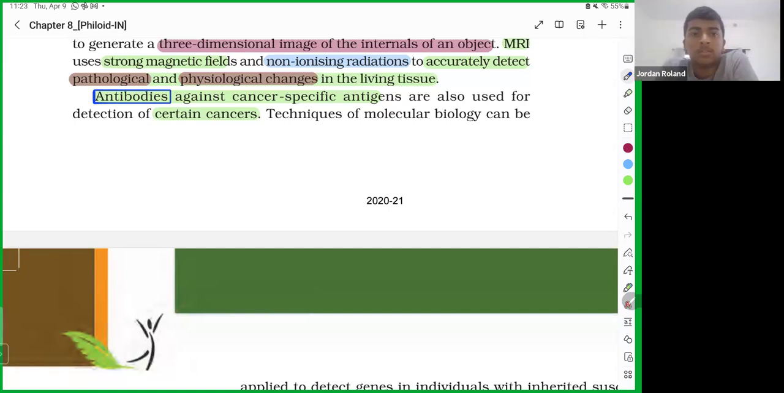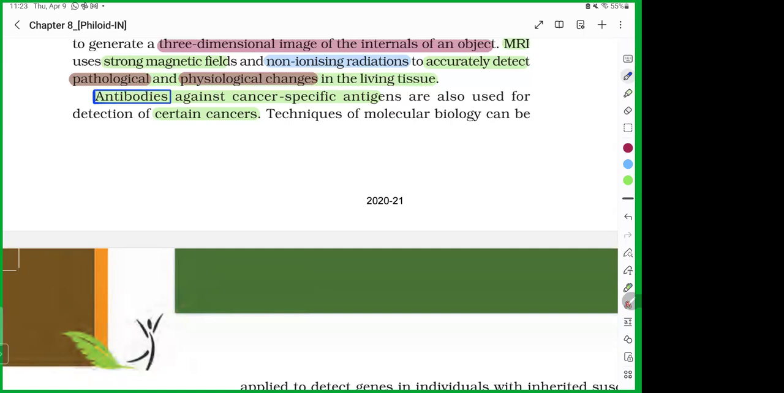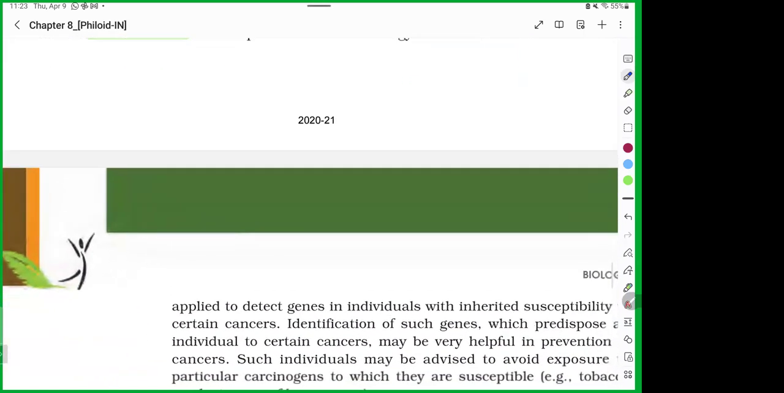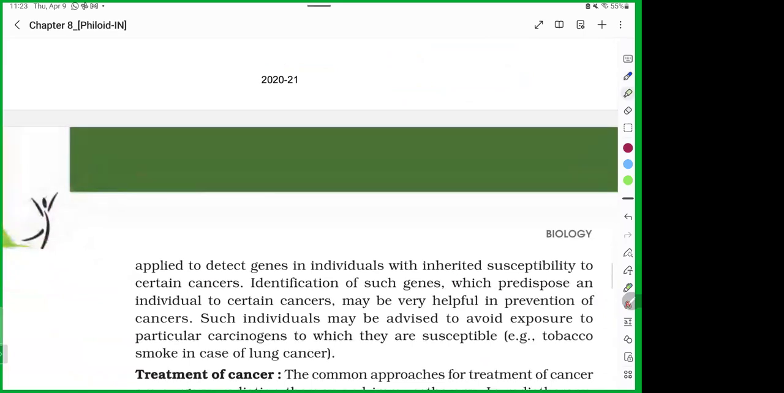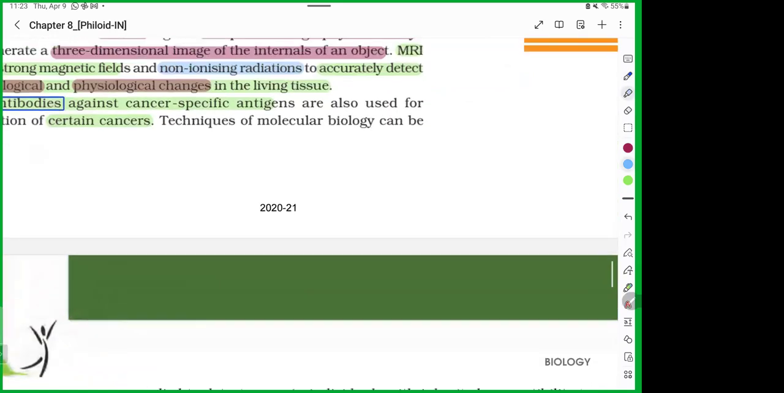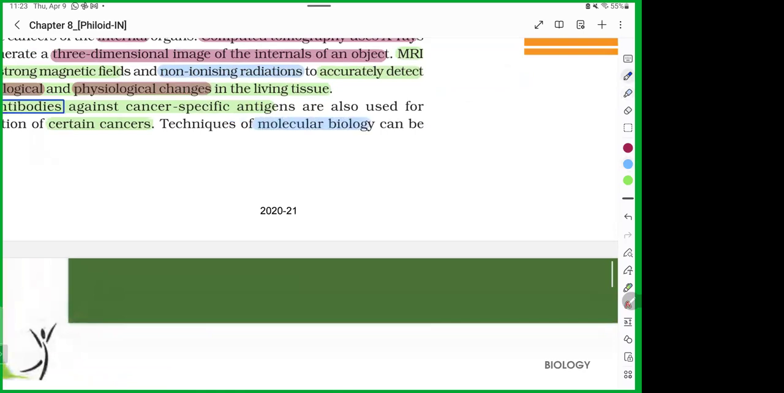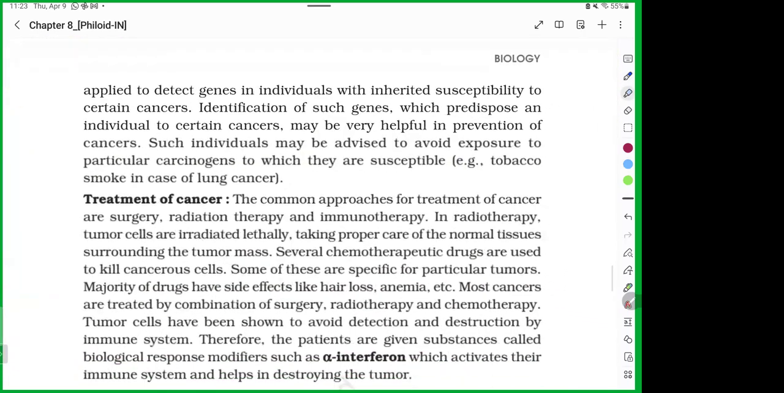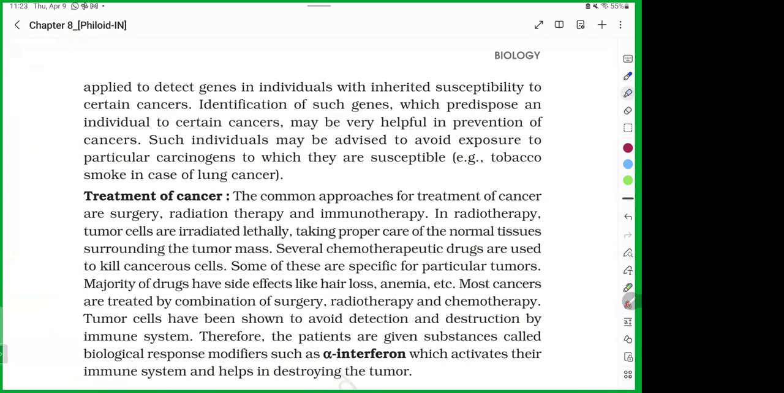Yes, sir. We can use antibodies also to detect cancer. And techniques of molecular biology can be applied. Molecular biology, PCR, we can apply. Molecular biology means PCR. Correct. With inherited susceptibility to certain cancers. Certain cancers are inheritable. They can easily happen in some people. Right? If we identify this gene and we identify how these people can get cancer easily, we can avoid them.